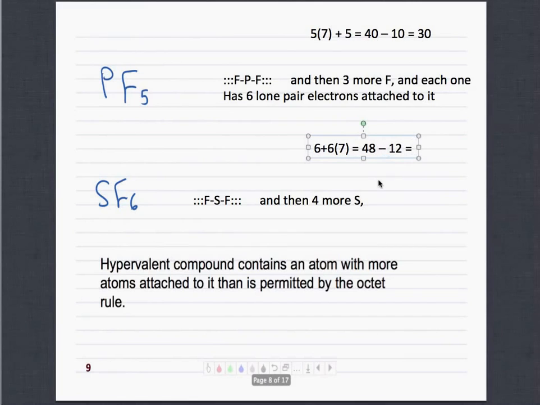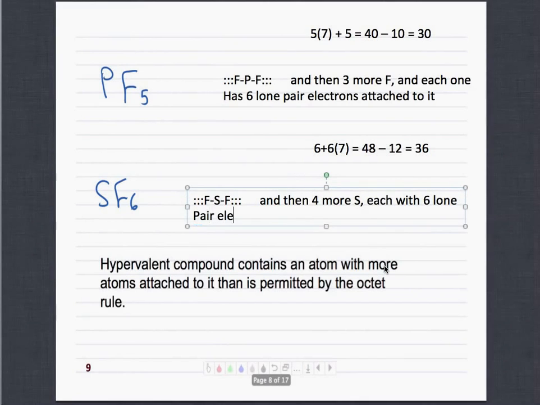So the first thing is to determine the central atom. Sulfur is lower in electronegativity than fluorine. It's well known that fluorine is the most electronegative element in the periodic table. So I'm going to put the sulfur in the center and connect it to the terminal atoms, which is already 6: 1, 2, 3, 4, 5, 6. For the total number of valence electrons, I have sulfur, which belongs to group 6, and 6 fluorines, which belong to group 7. So that's a total of 48 electrons.